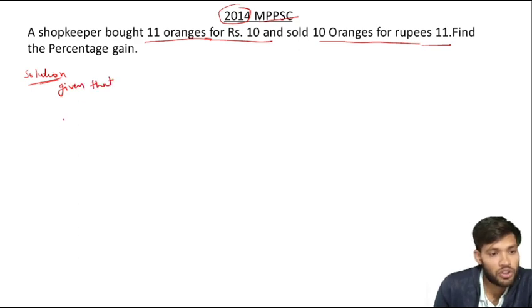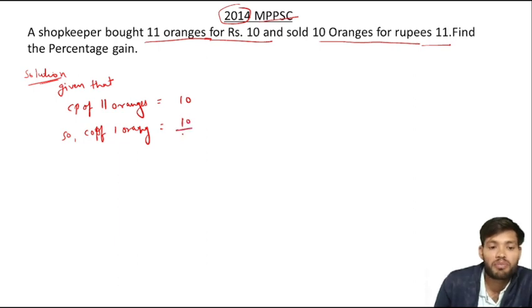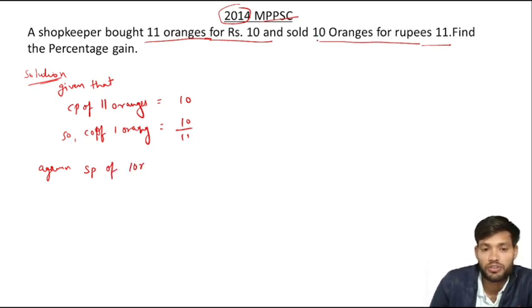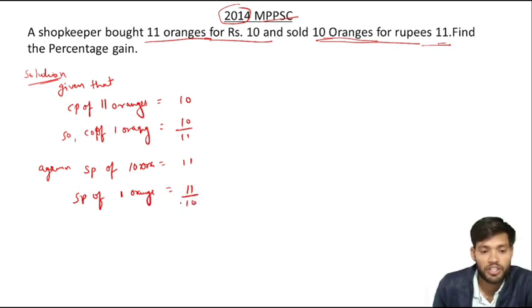Given that CP of 11 oranges is equal to 10 rupees, so CP of 1 orange will be 10 by 11. Again, SP, the selling price of 10 oranges. The question clearly said the selling price of 10 oranges is equal to 11 rupees. Then SP of 1 orange is equal to 11 by 10 rupees.